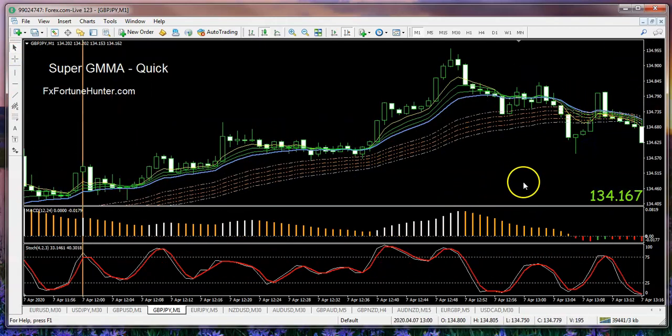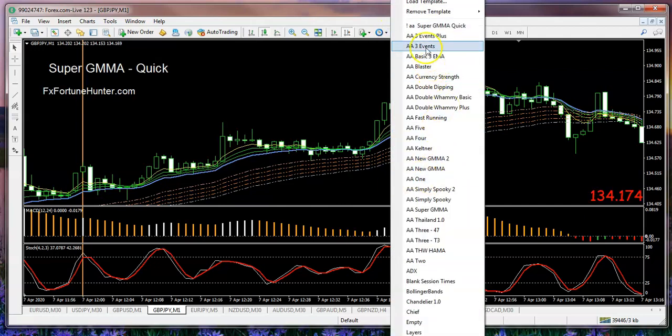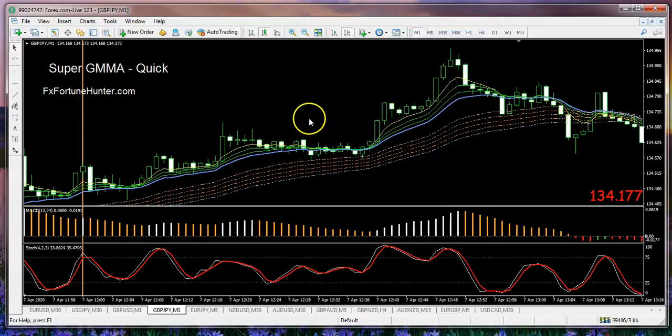Now we're going to reverse it, but before we do that, I would just like to show you how this looks on the other 2 or 3 that we have. I'm going to go to my templates, which I've saved up here. We've had Super Gamma Quick. I'm going to show you 3 events. That's one we haven't talked about much.